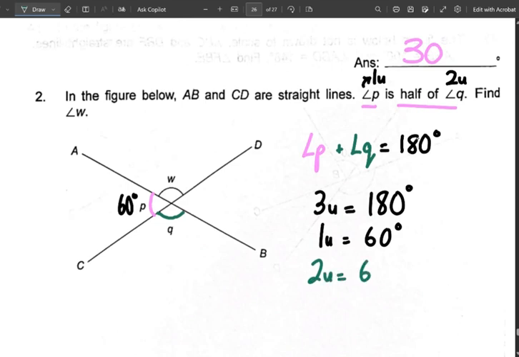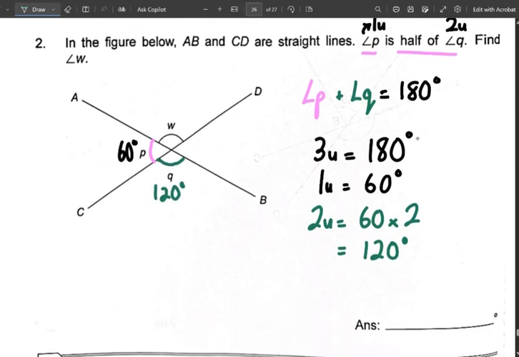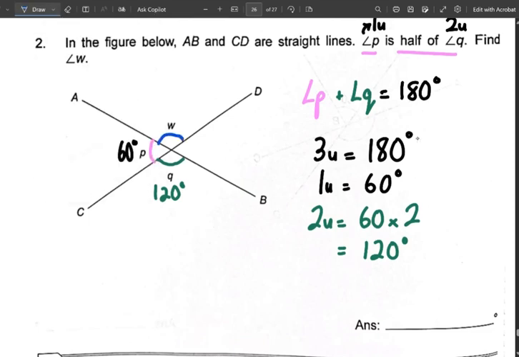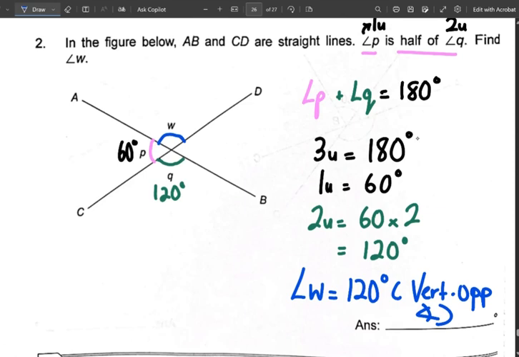So 60 times 2 first. Agree or disagree? Very good. So I want to find angle W, correct or not? What is angle W? Is it vertically opposite? Yes or no? Very good. So therefore, angle W is also equal to 120 degrees. And what do you say? You say vertically opposite angle. And that's the reason why your answer for this question has to be 120.